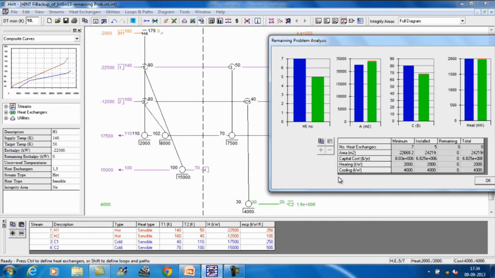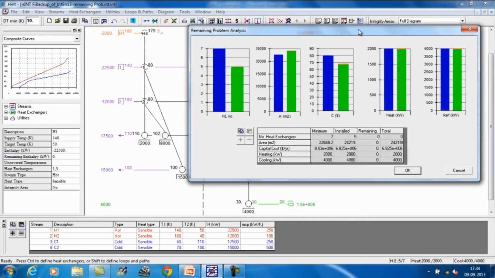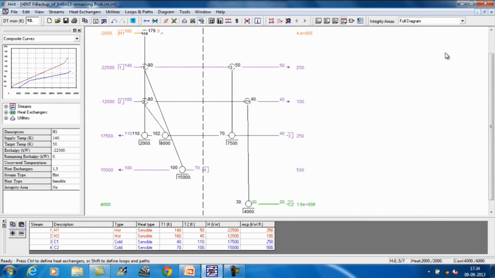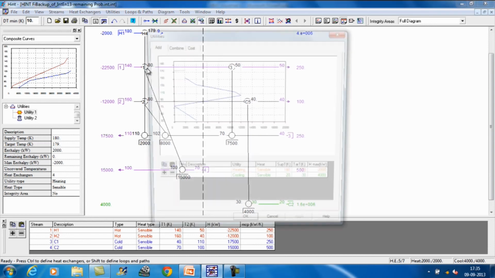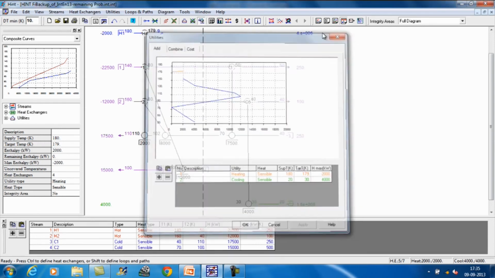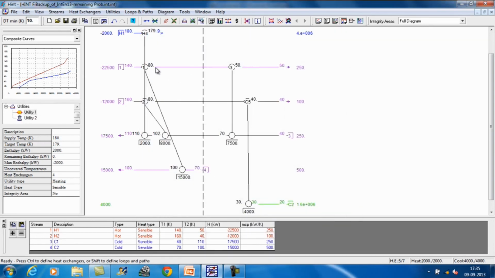So, we have to bear with this 6.8% more area for this heat exchanger. Now, what we observed from here is that the remaining problem analysis in a complex situation helps us to place the proper matches which will not tax the area of the heat exchanger network.